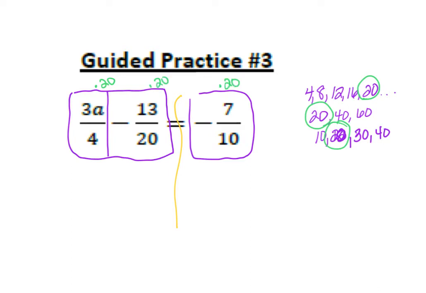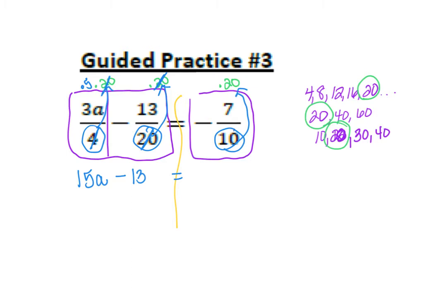So then we're going to go through, I'm going to go, okay, how many 4s are in 20? That would be 5. So I cancel this, and I cancel this, and this is times 5. So this is 15a. How many 20s are in 20? Well, that's 1. So then 1 times negative 13 is just negative 13. How many 10s are in 20? So that would be 2. So I'm going to do this times 2. So that's going to be positive 2 times negative 7, which is negative 14.